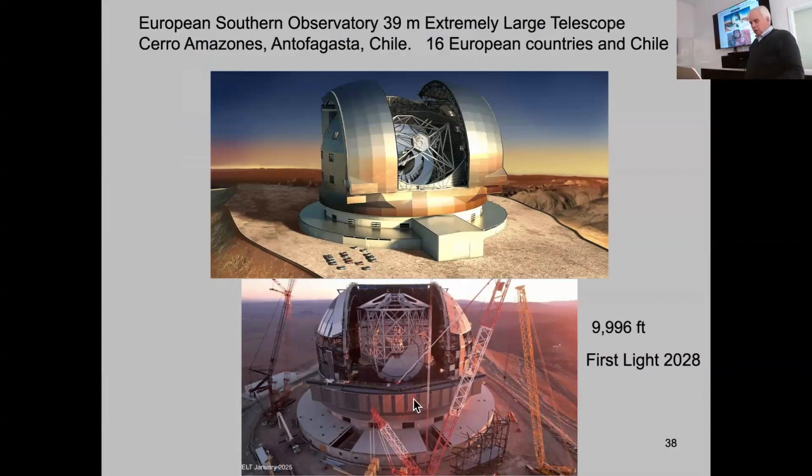And here it is where we are now. This thing is built. It's there. It's starting to look like a telescope. The first light will be in 2028. So it's on Cerro Armazones in Chile.